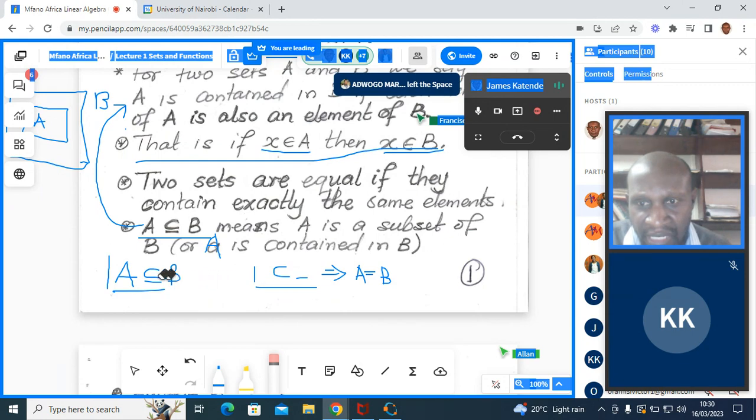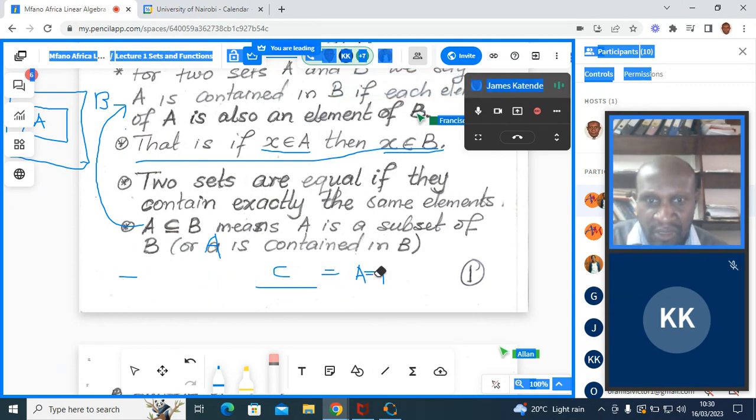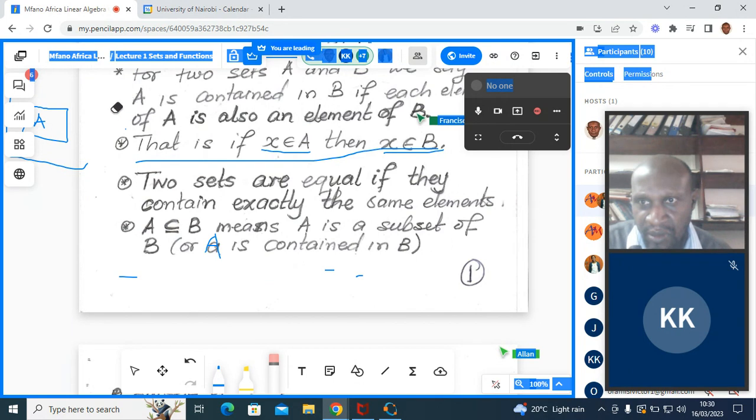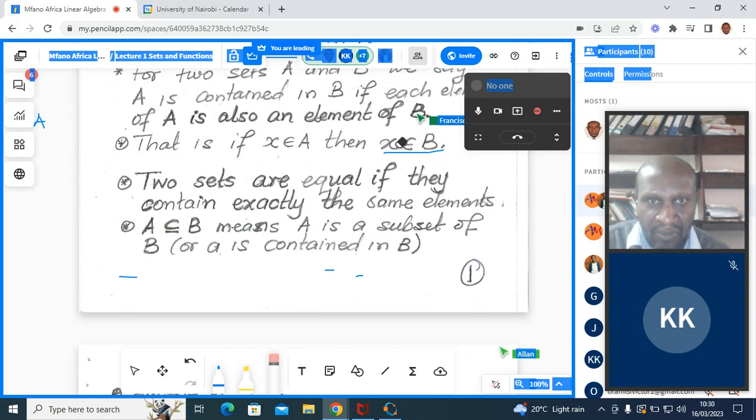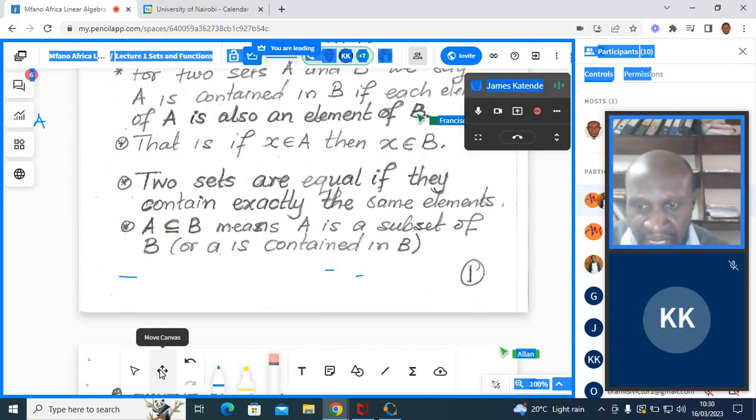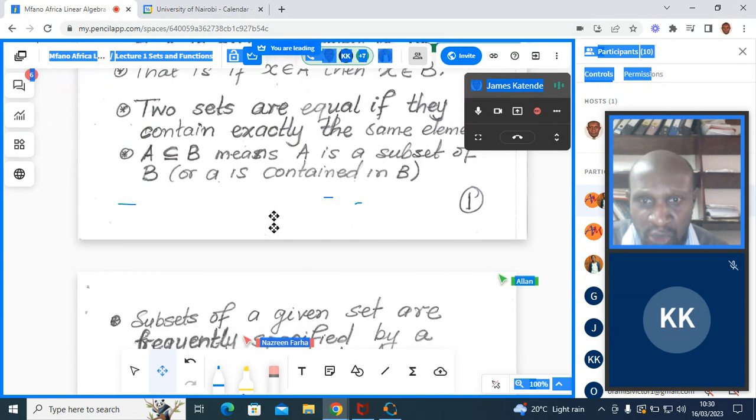I will get rid of this again, so we don't have the notes too dirty. Okay, I'll move to the next page. And you also let me know if you think we should move faster.